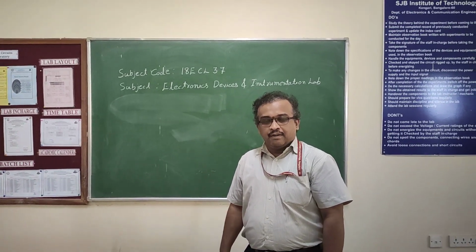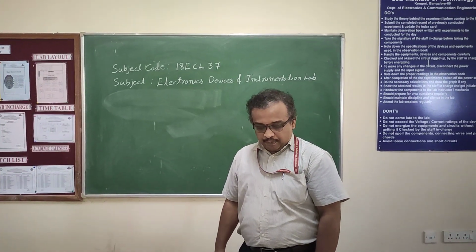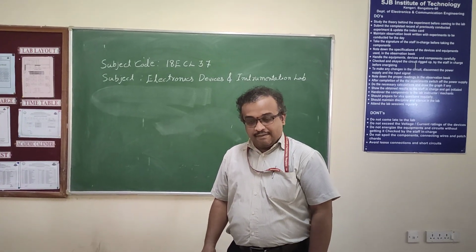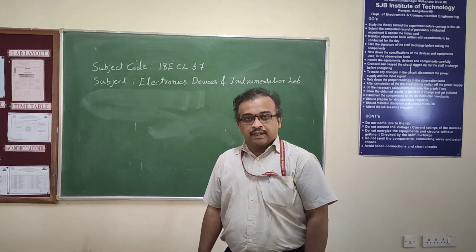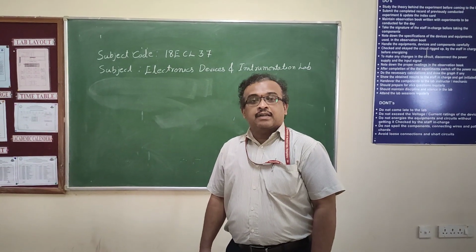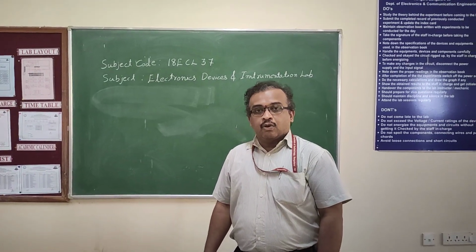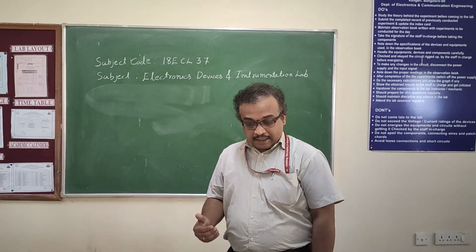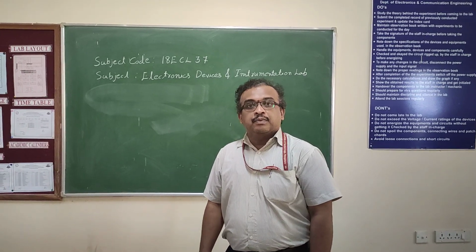Coming to Part A, we have 6 different experiments. We will be dealing with experiments relevant to clippers and clampers, which is an application of a diode. Next, we have half wave and full wave rectifier, where we are going to find the ripple factor of these two different types of rectifiers, which is again an application of a diode. Third, we plot the characteristics of the Zener diode, and we also understand how a Zener diode can regulate a DC voltage. That is an application of a very special kind of diode, which is the Zener diode.